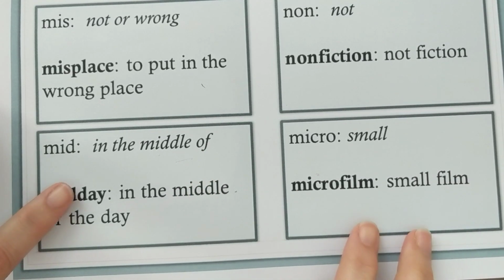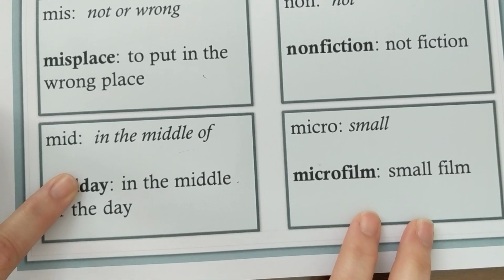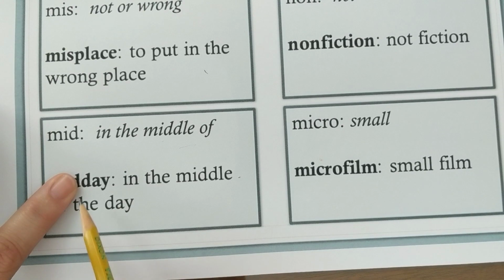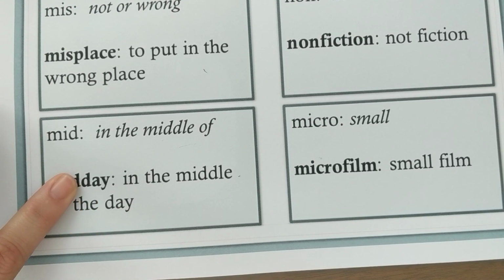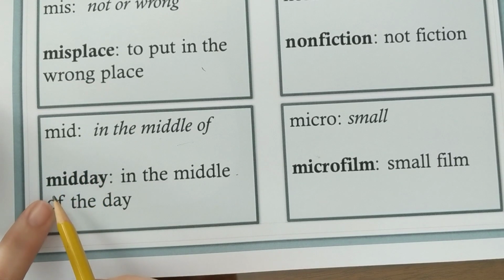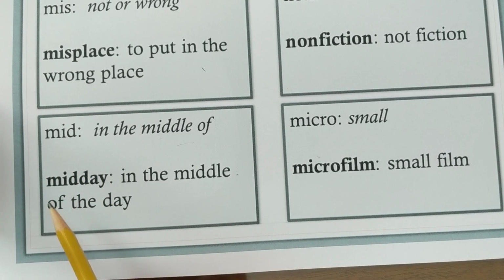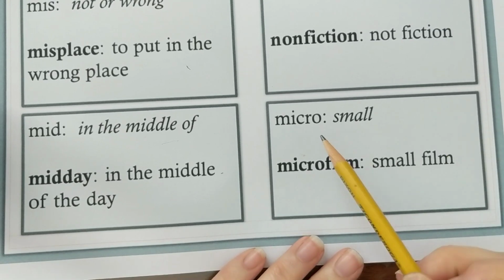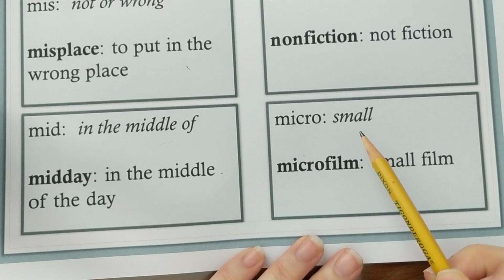So if we have the word like day, that's your daytime from when the sun is out, like 6 a.m. to 6 p.m., let's say. But when we put mid in front of the word, that changed the meaning, and now I'm only talking about the middle of the day, not the entire day, just the middle part of the day, which is usually around noon. And now micro. Micro means small.